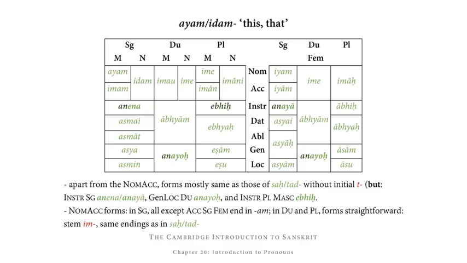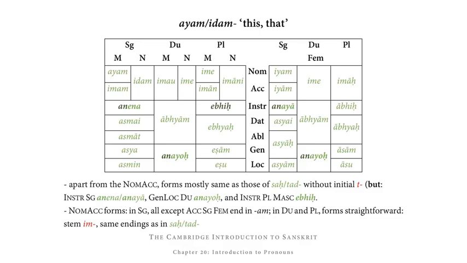That leaves us with nominative and accusative. And there what we have is, in the singular, almost all forms ending in am. So we have ayam, imam in the masculine, idam in the neuter, and iyam, imam in the feminine. So there's one form that doesn't end in m but in am, the accusative singular feminine. And these forms don't really look like nominatives, don't really look feminine, and so on. And so those basically need to be straightforwardly memorized. Ayam, imam, idam, idam, iyam, imam.